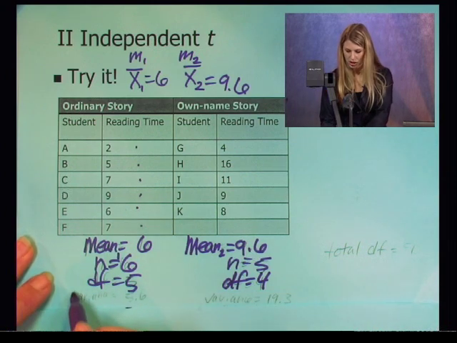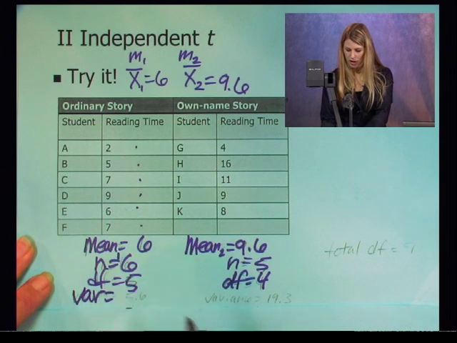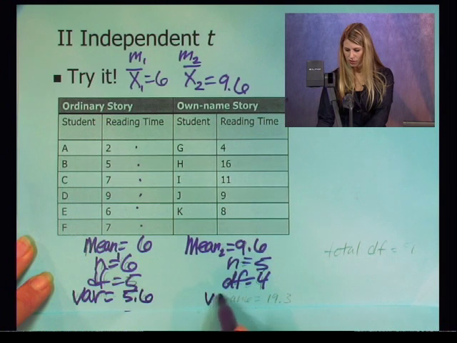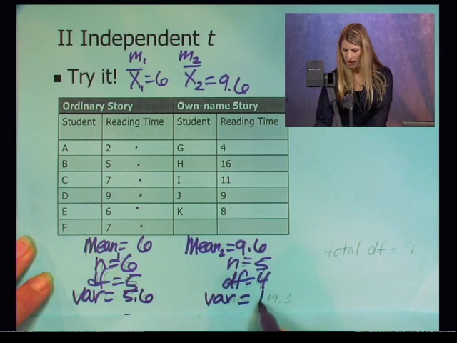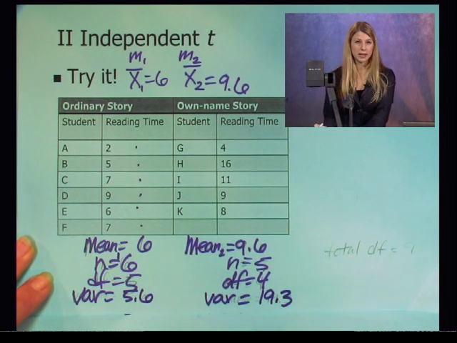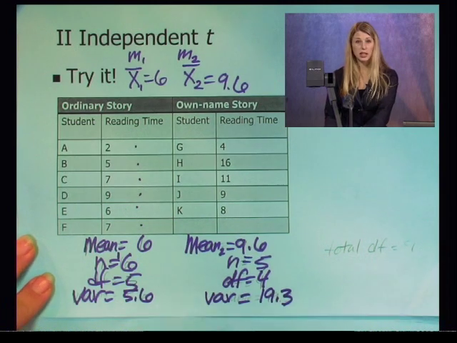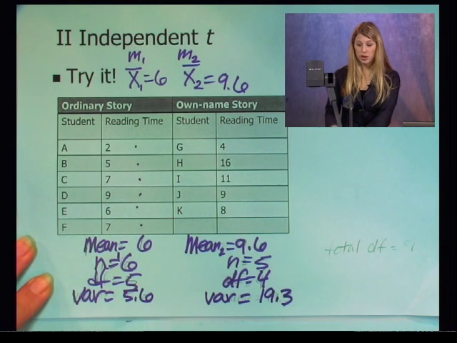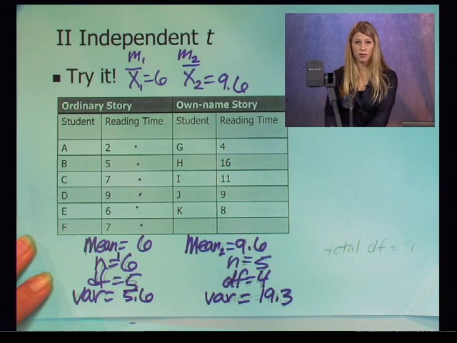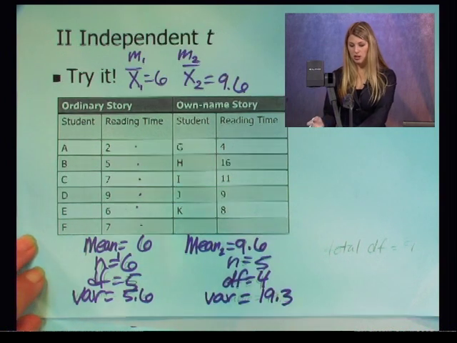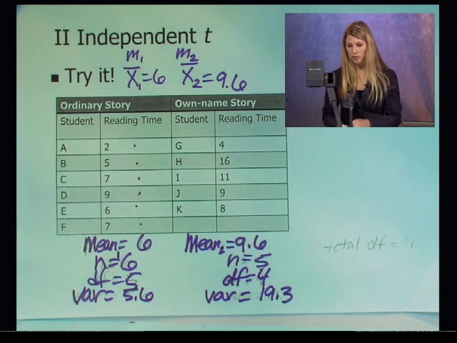All right, and the answer here should be the variance is 5.6 for this group, and the variance for this group equals 19.3. So if you didn't get that, maybe go back, review a little bit. All of this should be pretty basic, from the past. You should know how to do this easily and be able to move on from this point.